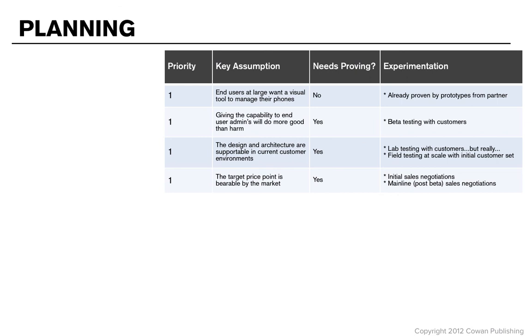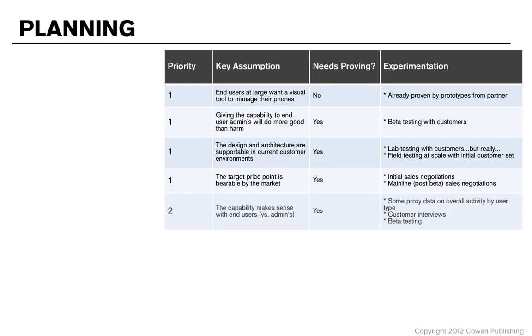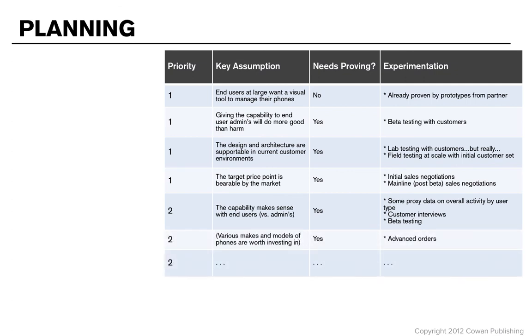And this is really the end of the existential assumptions. We still had some other things about end users and models of phone and so forth that we wanted to go check, but it was those priority one assumptions that tell us, should we be doing this the way we think we're going to do it or not? And the rest of these things are tunings and optimizations.